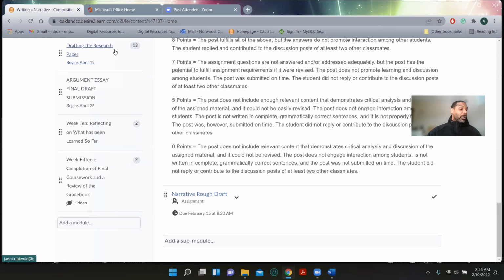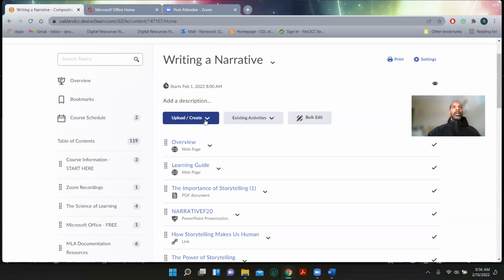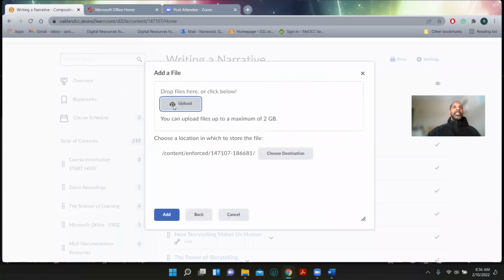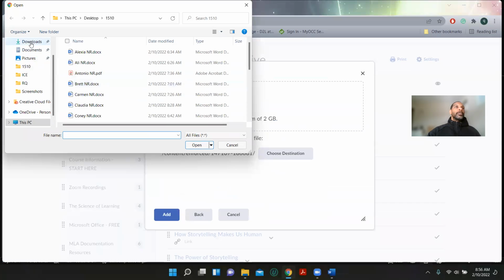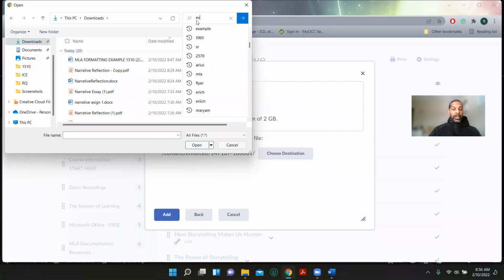Now, I am about to add something to this writing a narrative module, and it's something that we're actually about to cover right now. Let me just find it on my computer.